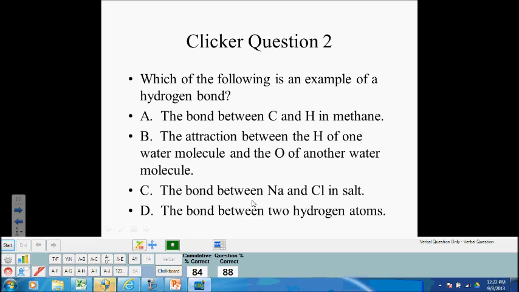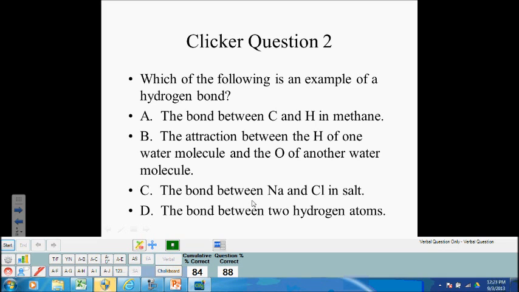The bond between C and H in methane. What kind of bond would that be if it's in methane? That would be an intramolecular force, right? What kind of bond would it be if it's between carbon and hydrogen? Speak up. Between carbon and hydrogen, what kind of bond would it be? It's two nonmetals. Covalent, right? It'd be a covalent bond. We know B is the answer.